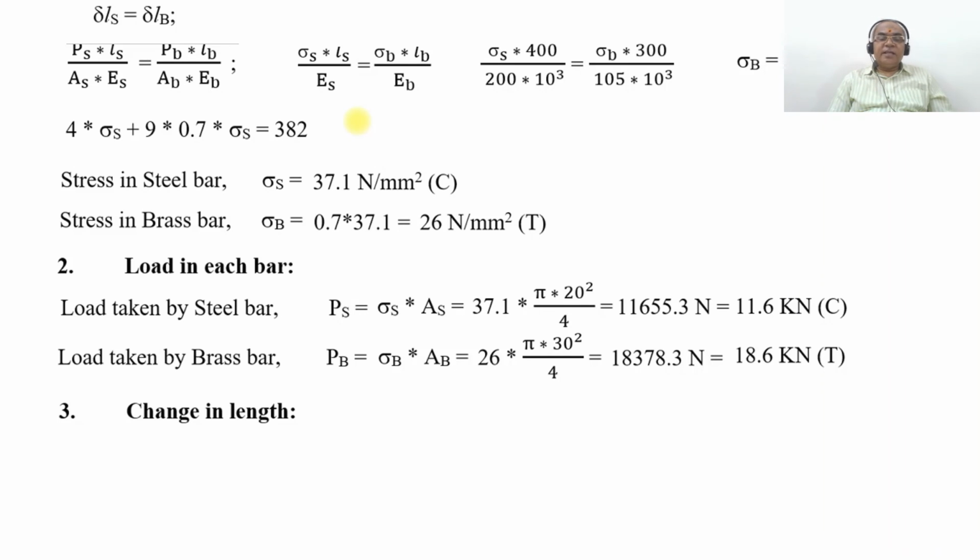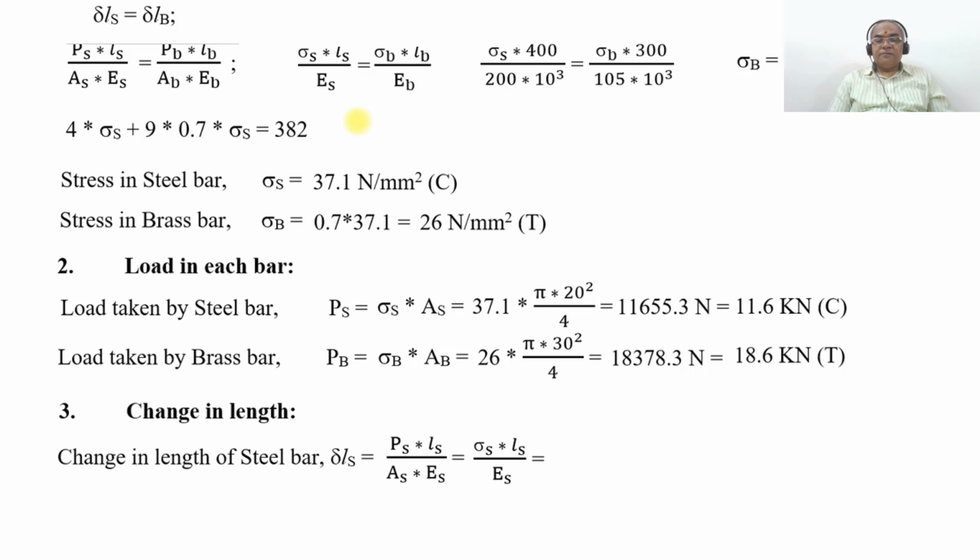Similarly, what is going to be the change in the length? The change in the length of the steel bar, which is delta LS, will be equal to PS into LS by AS into ES. What is the PS value? 11,650, that is sigma S into LS by ES. You know the value of sigma S, which is 37.1, into the length of steel, 400, divided by 200 into 10 to the power of 3. So you are going to get the value as 0.0742, compressive in nature.